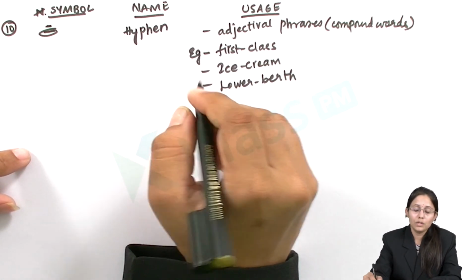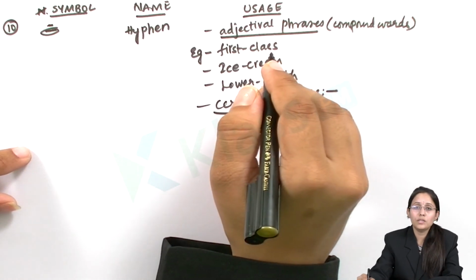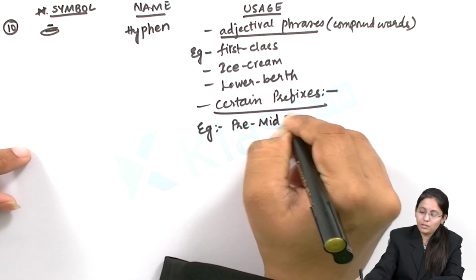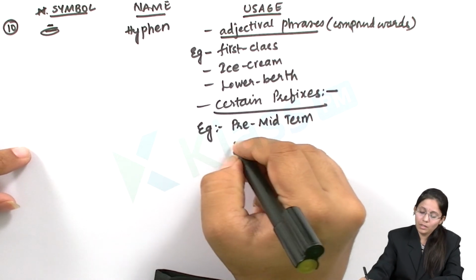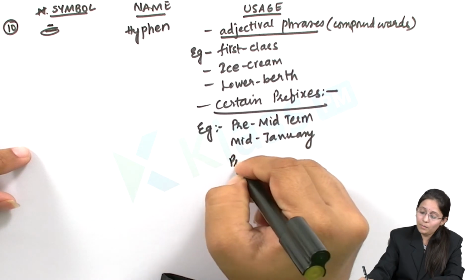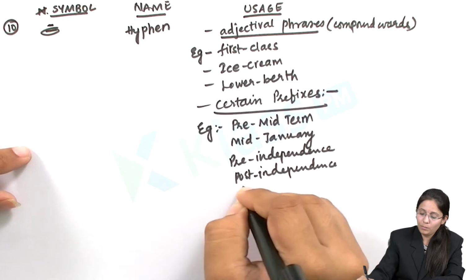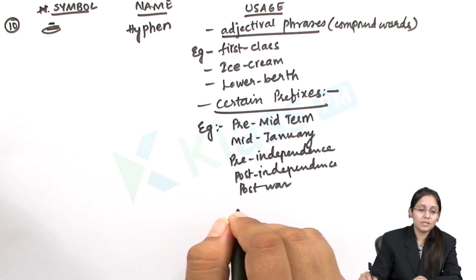Then we also use it in certain prefixes. How do we use it in prefixes? For example, pre-mid-term. Okay, pre-mid-term. Then mid-January. Okay, then pre-independence. Then post-independence, post-war. These are the sentences where we use hyphen as a prefix.